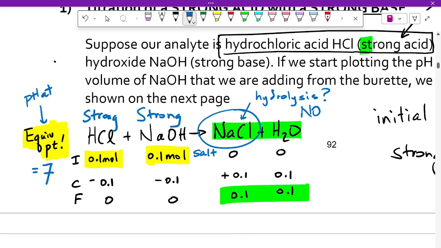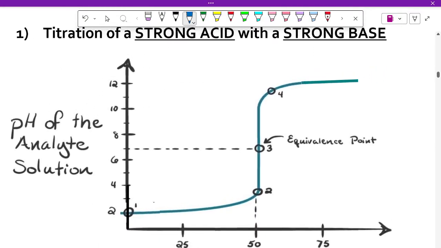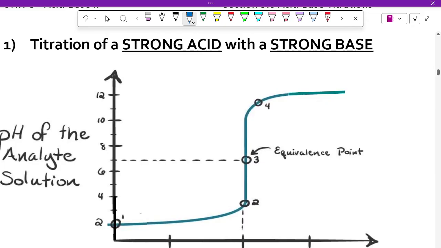So our pH will start low because we've just got acid, and then it's going to go up to pH 7. And it does that fairly quickly. Okay, so it starts low. This is our HCl only. This right here is our equivalence point.